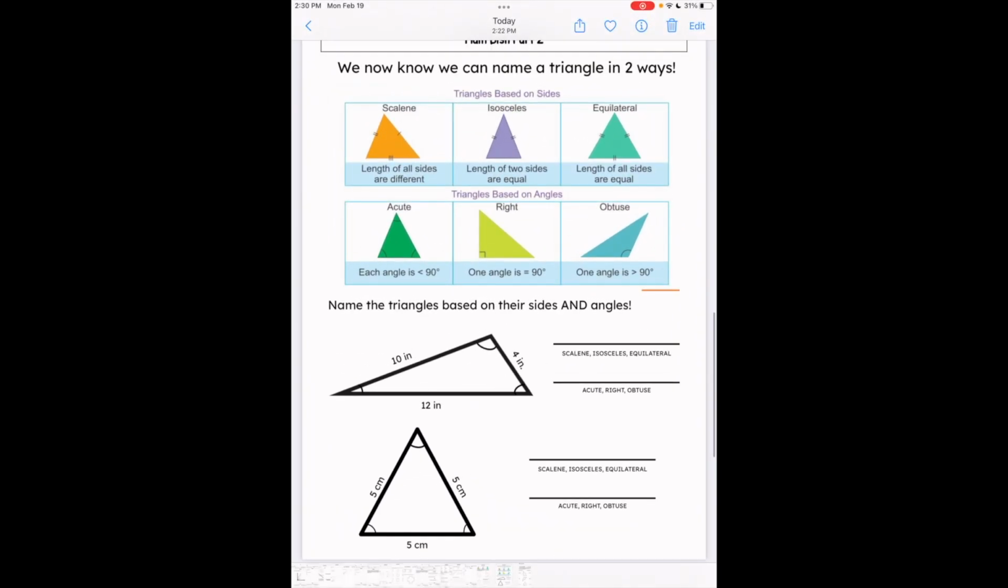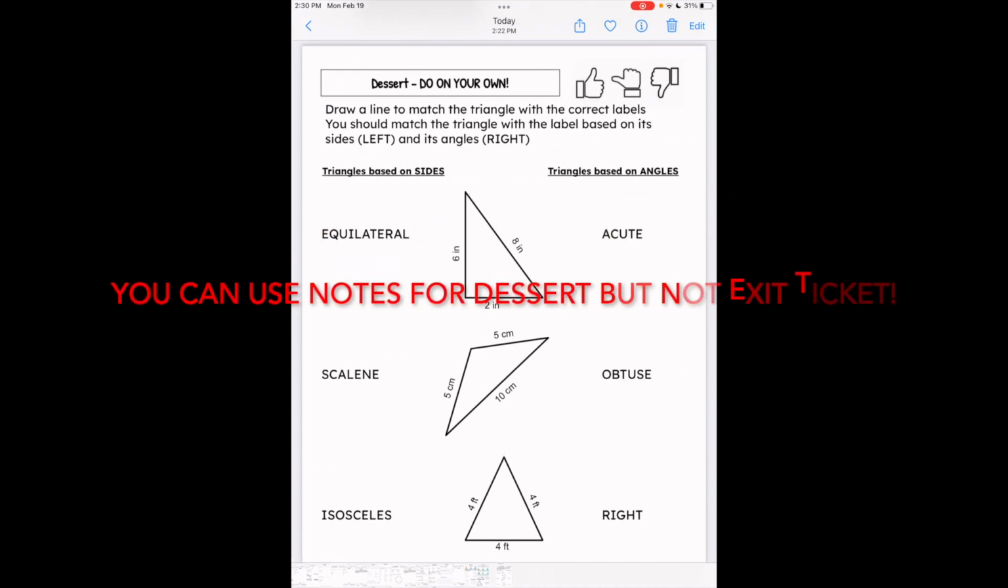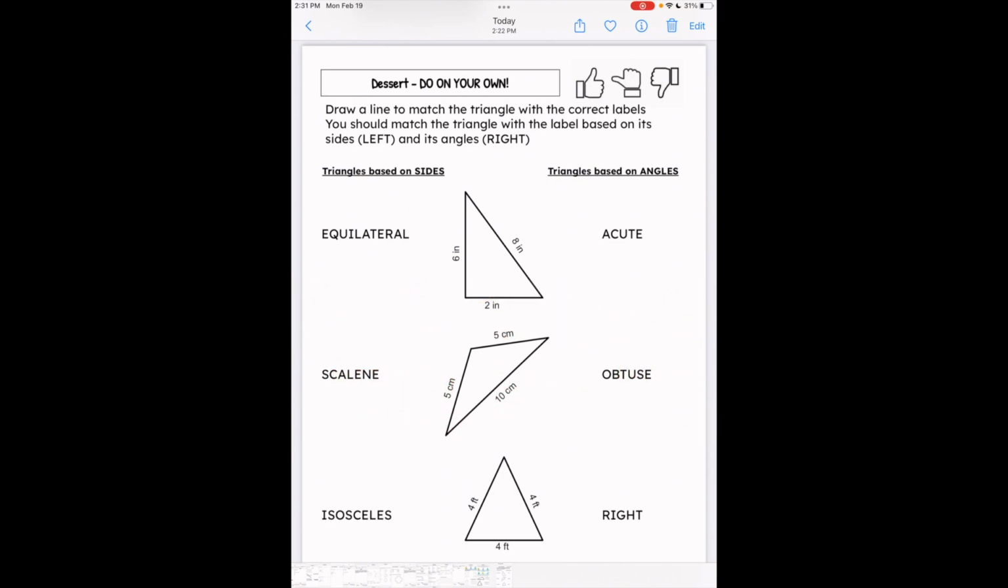Feel free to use your notes to help you with today's dessert, but you are going to need to do the exit ticket without using your notes. So if you need to keep rewatching this video to remind yourself of the different names and the different descriptions of each one, make sure you do that. Good luck.